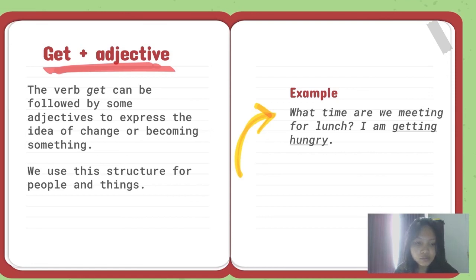Notice the use of get in the present continuous verb tense. Get plus hungry is such a fixed English collocation that it sounds unnatural any other way. Saying I'm becoming hungry, for instance, sounds so unnatural that the listener might be unsure of its meaning.